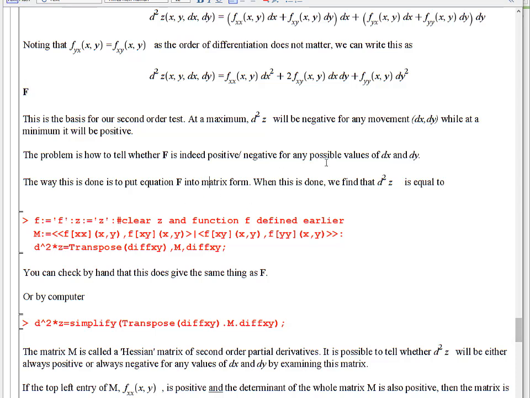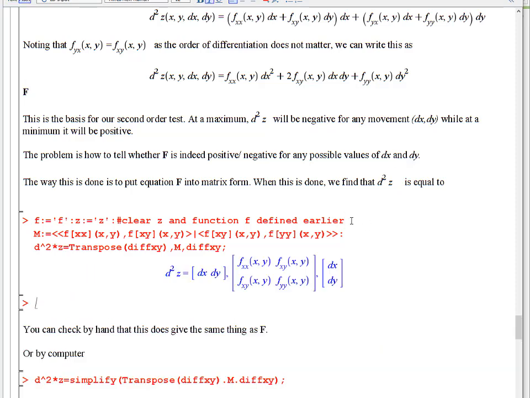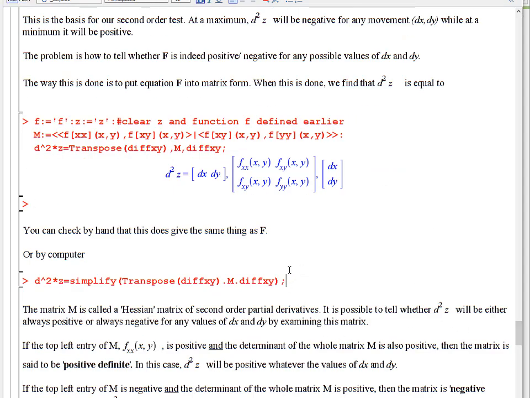So what you do is you put this equation, f, into matrix form. And you get this. Now you should be able to check by hand that this gives you the same thing as f. There's one of the problems on the worksheet from linear algebra that looks very much like this. So you have a transpose vector times the matrix times the vector. Multiplying this out gives you this equation up here. We can do it by computer if you want. It's cheating.